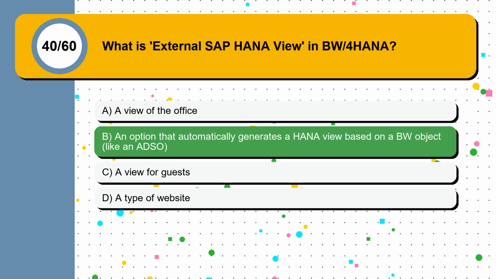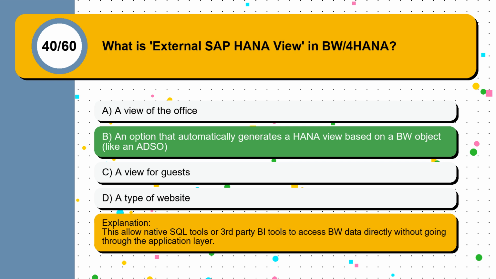The correct answer is option B, an option that automatically generates a HANA view based on a BW object, like an ADSO. This allows native SQL tools or third-party BI tools to access BW data directly without going through the application layer.